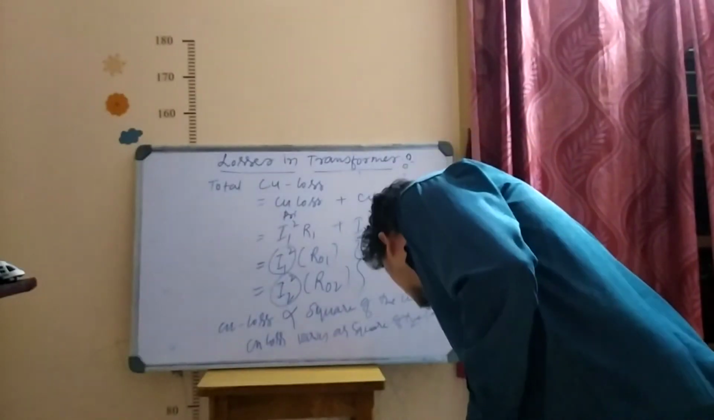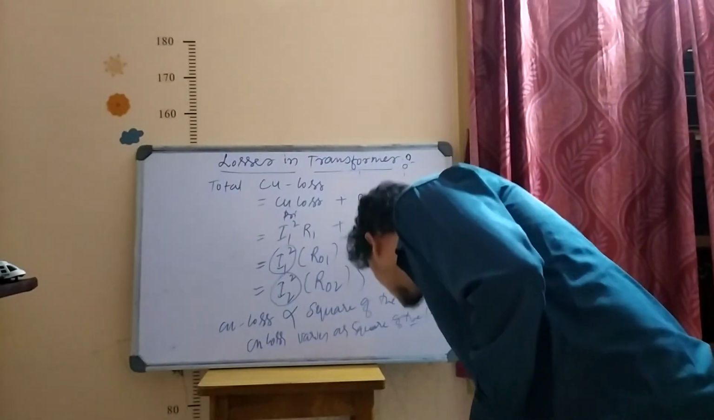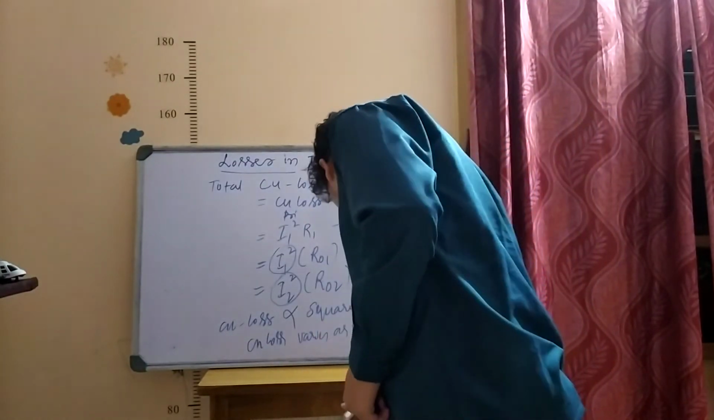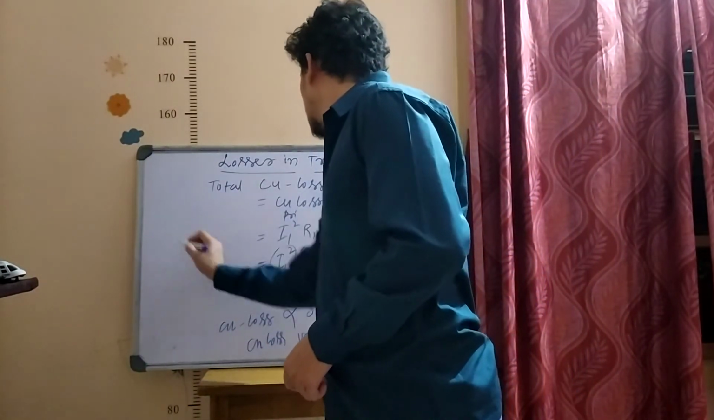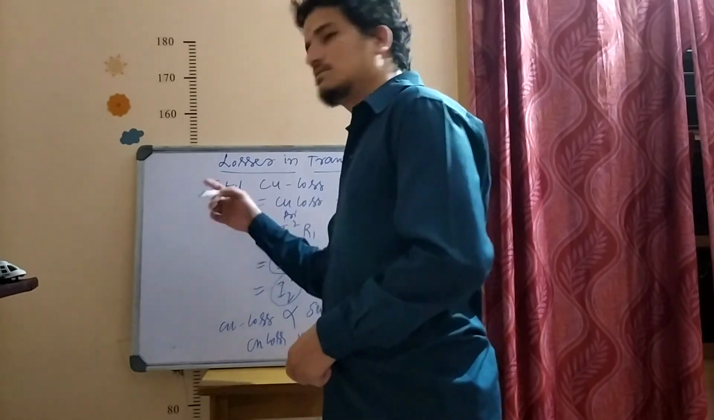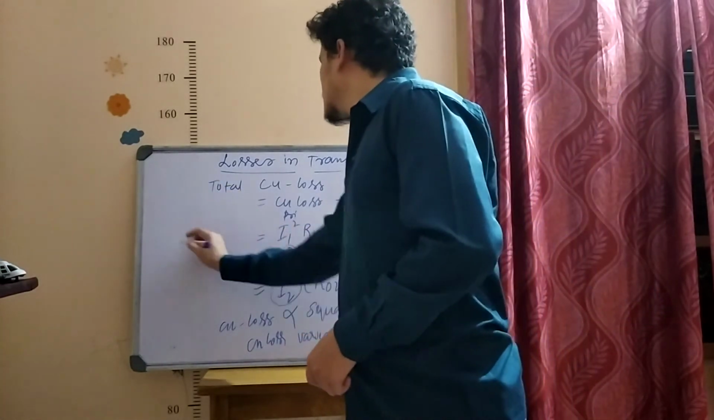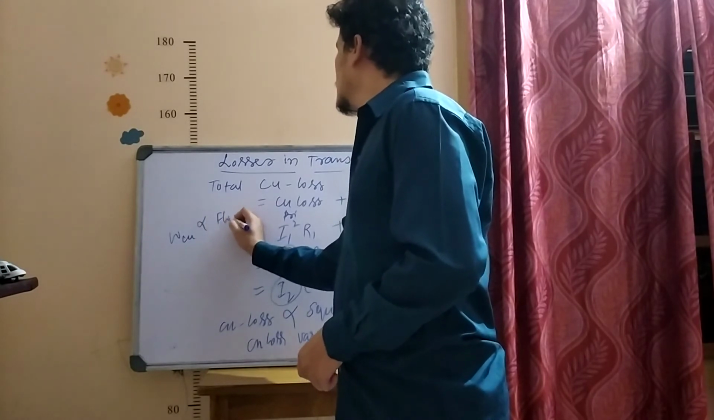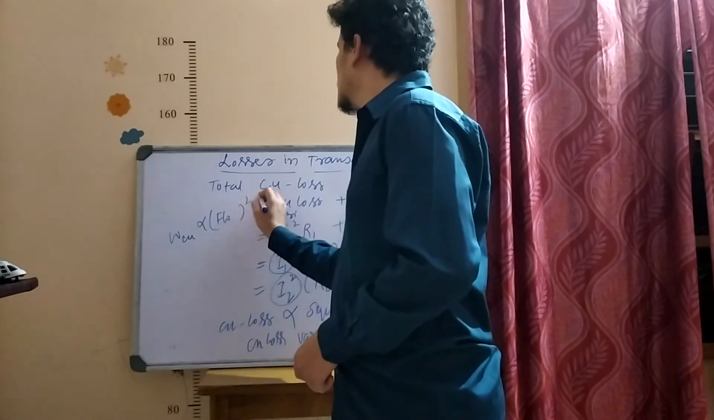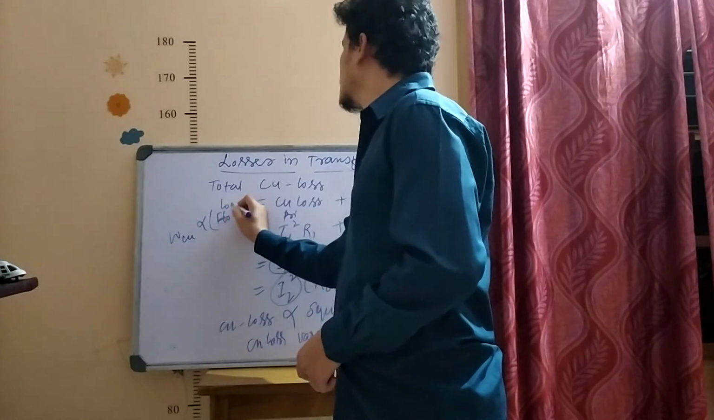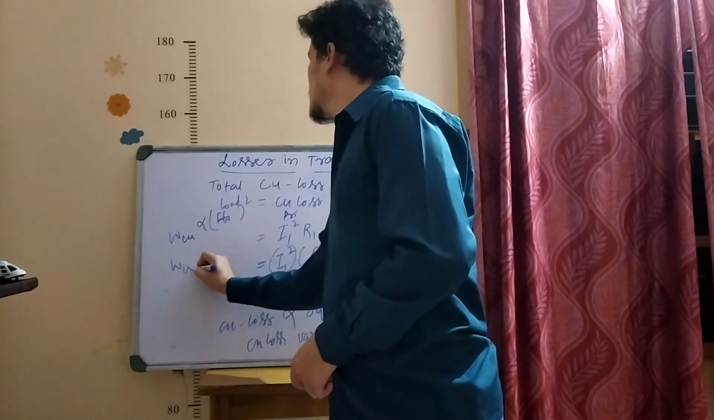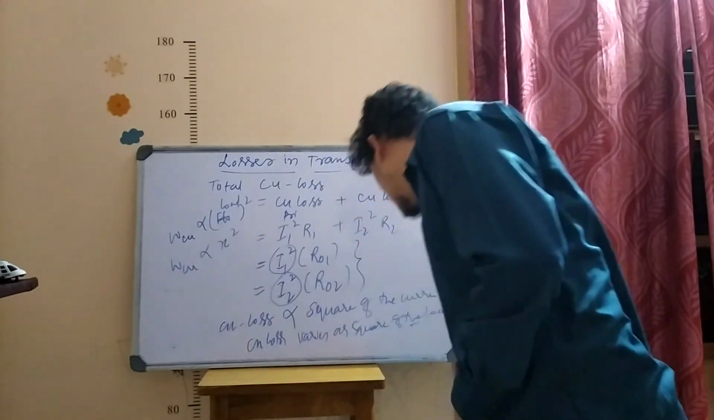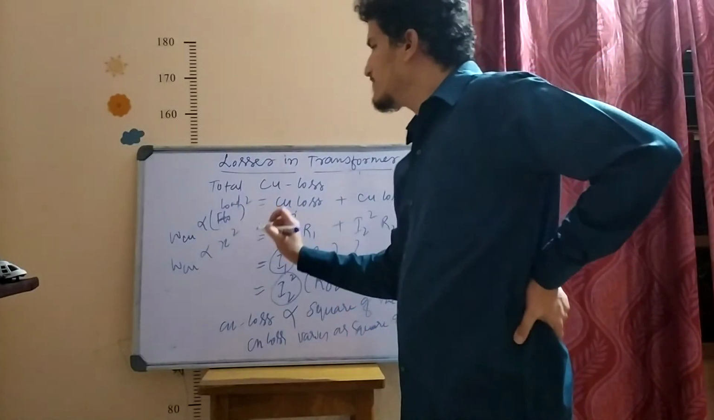Square of the load. That is, if the amount of load is changing, WCU is directly proportional to full load kVA square, or load square, or WCU is directly proportional to X square. What is this X square? Full load kVA whole square.